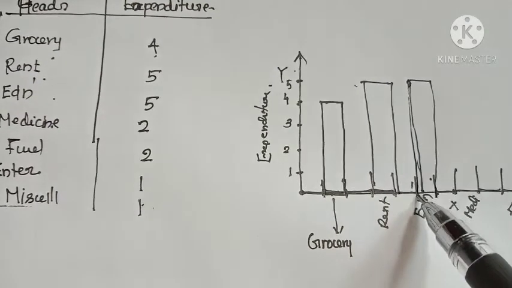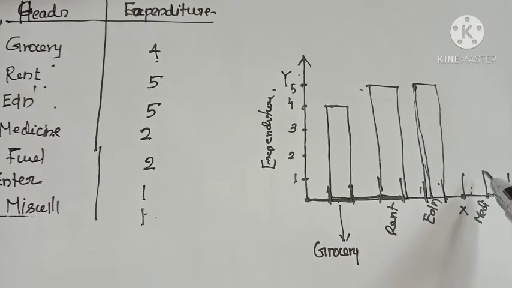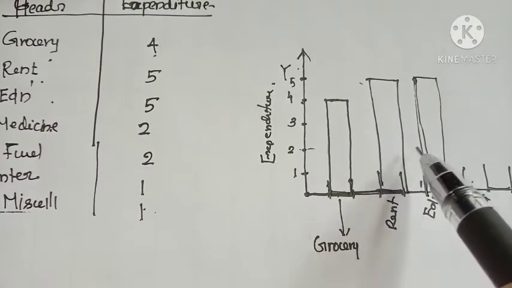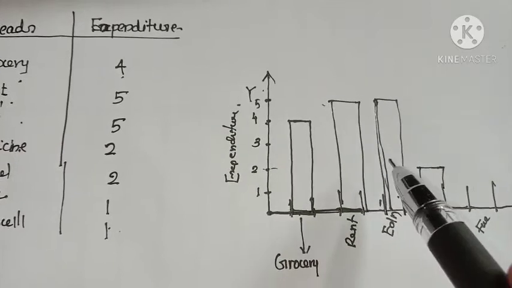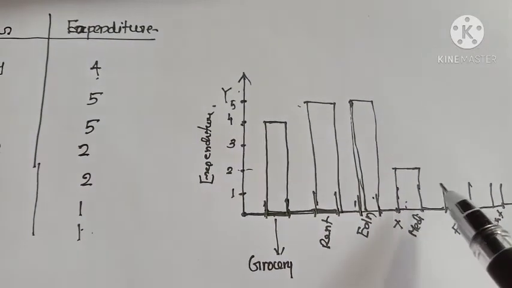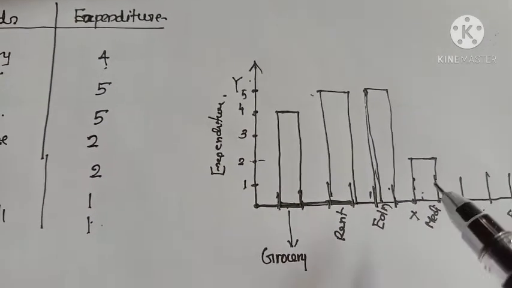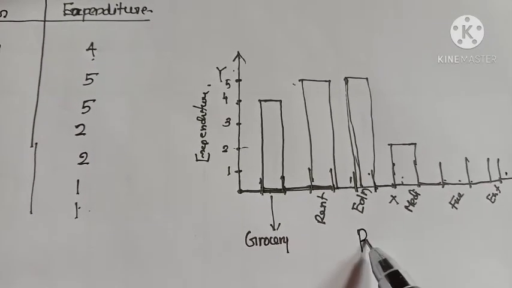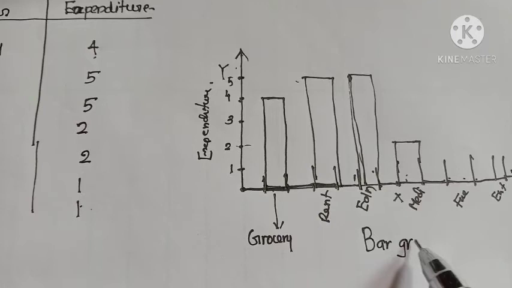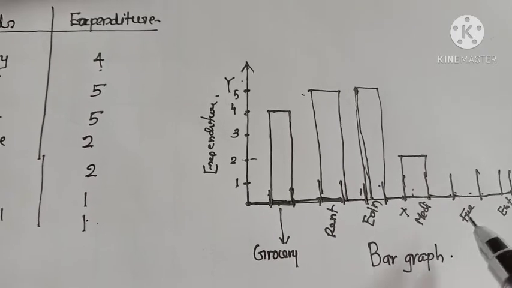Okay. The next one is medicine. Medicine is 2. So it's 2. This is the rectangle. So in this manner, completely you can complete the facts given. In this manner, we can define or draw bar graph using the given data. Okay.